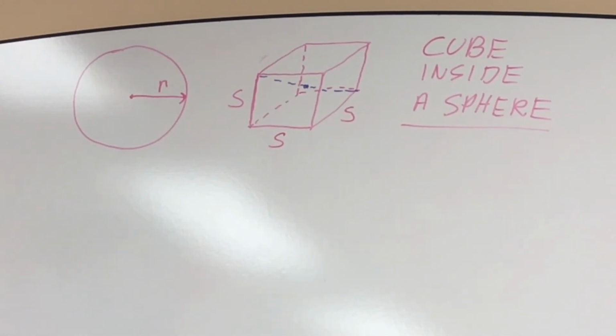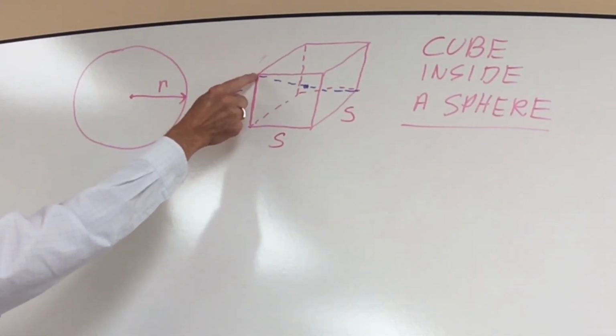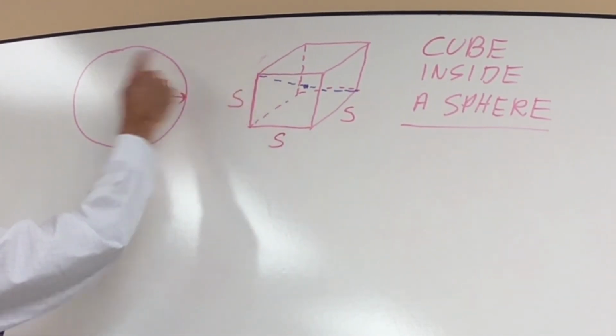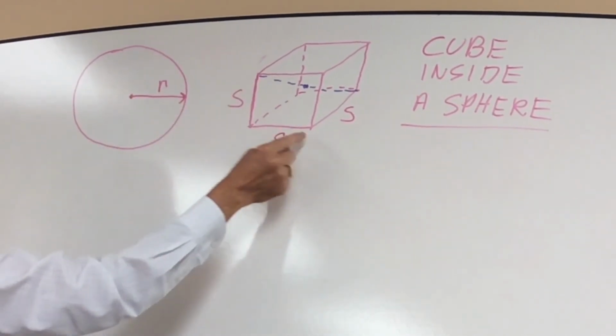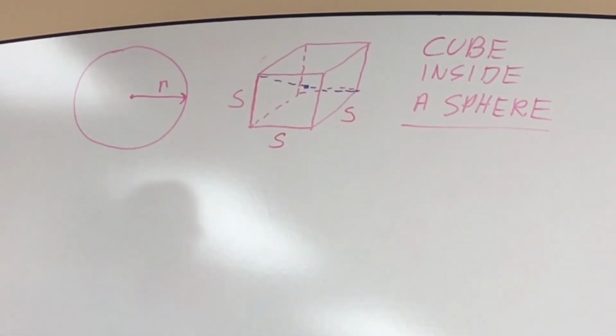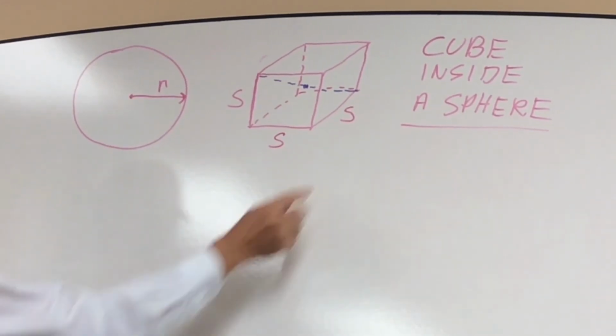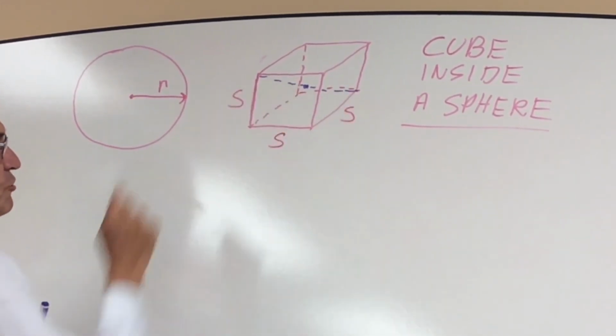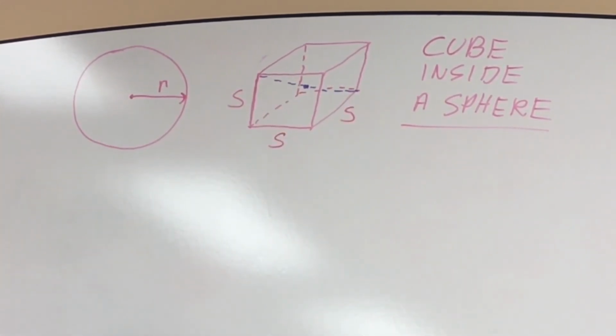How do I know that? Because this vertex is going to be touching the edge of the sphere. Touch, touch, touch, touch. 8 points are going to touch. That point will touch. This point will touch. It goes through the center. Therefore, by definition, it is a diameter. And then, if I know that diameter, I can divide it by 2, and then I'll have the radius.